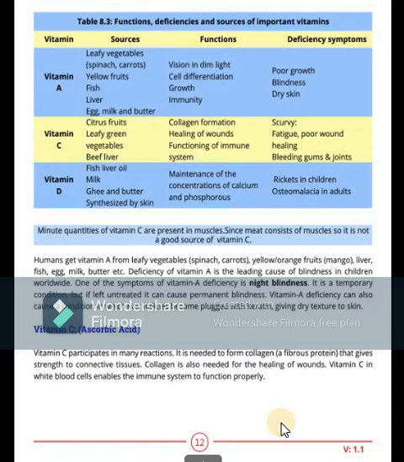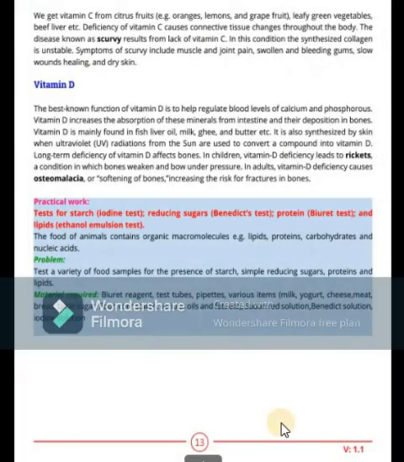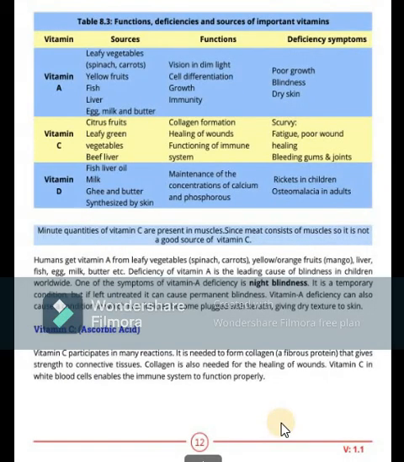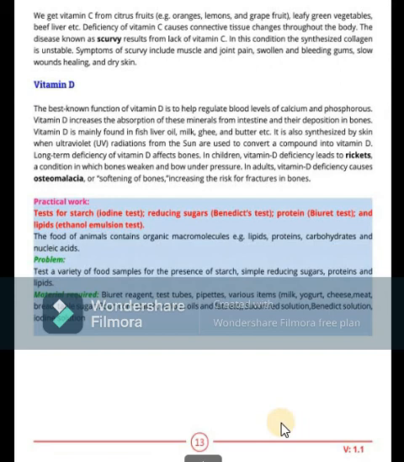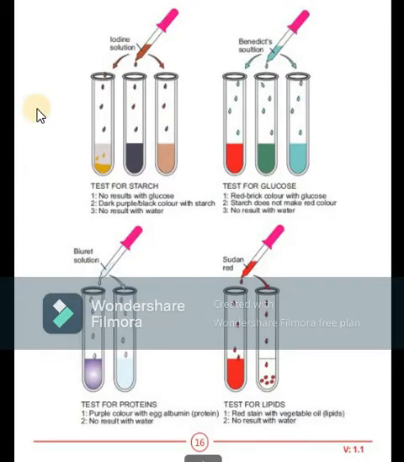And the next one is vitamin D. This is present in fish liver oil, milk, ghee, and butter. It's synthesized by the skin. Maintenance of the concentration of calcium and phosphorus is its main function, and its deficiency causes rickets in children and osteomalacia in adults. So this vitamin C is also called ascorbic acid. These all are about the vitamins, and this is all we talked about.